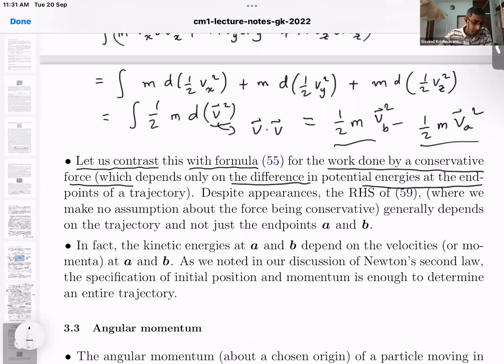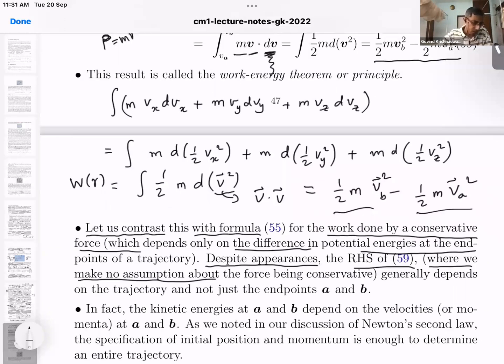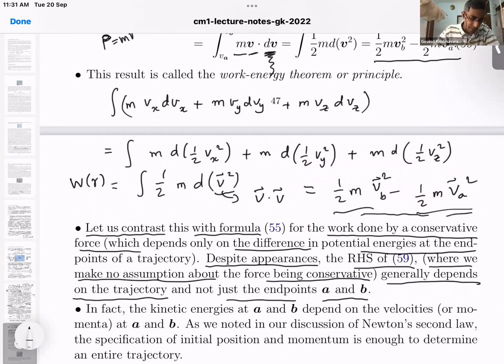So I claim that despite appearances, the right hand side of the new formula that we have derived, where we made no assumption about the force being conservative, generally depends on the whole trajectory and not just on the endpoints A and B. Even though W has been written as a difference of kinetic energies at the endpoints, in effect, it depends on the whole trajectory.